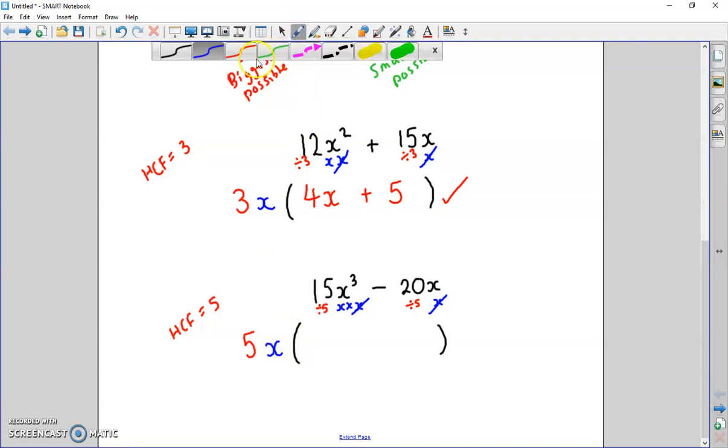So what would we be left with then? 15 divided by 5 is 3. It was x cubed to begin with, but we took one of them out to the front. We divided by x. We've just got x squared left. 20 divided by 5 is 4. The x that was there to begin with has gone. We divided, it's gone at the front. So that's finished.